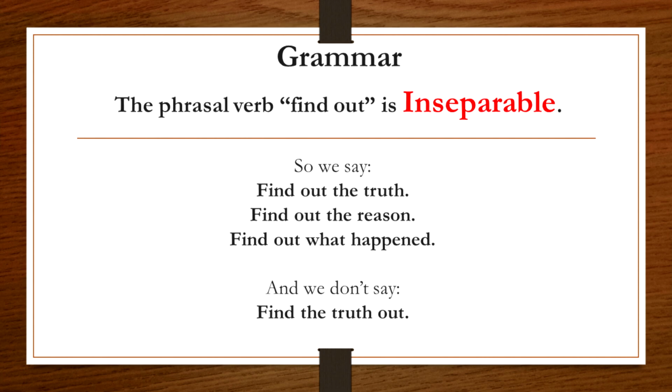Now let's talk about how find out works grammatically. Find out is an inseparable phrasal verb. That means the verb and the particle always stay together. You can't put the object in the middle. So we say, find out the truth. Find out the reason. Find out what happened. And we don't say, find the truth out.